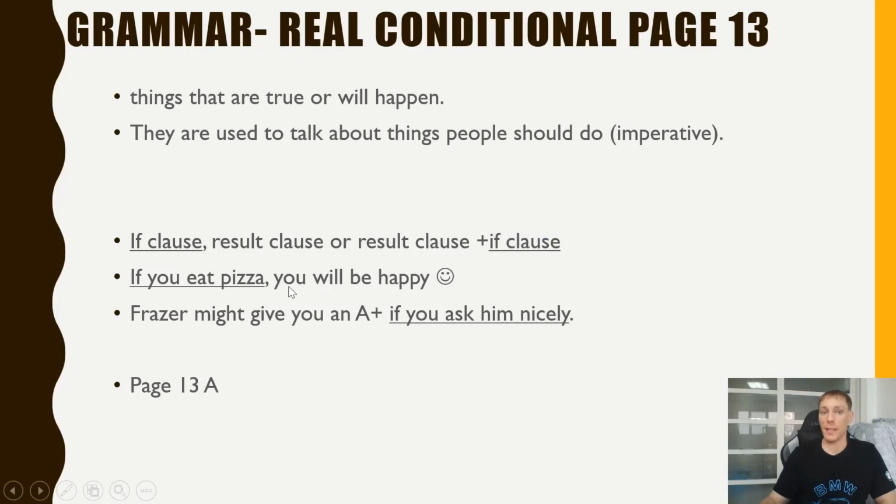Now, this example and this example, they're both correct. Nothing is wrong. So if you look at this one, it says, if you eat pizza, this is the if clause, like if you do something. 만약에. So, if you eat pizza, you will be happy. So it's future, it's going to be true. You will be happy. You eat pizza, in the future you'll be happy. I'm really happy with pizza. Frazer might give you an A+ if you ask him nicely. So Frazer might give you an A+ in the future if you talk to him.